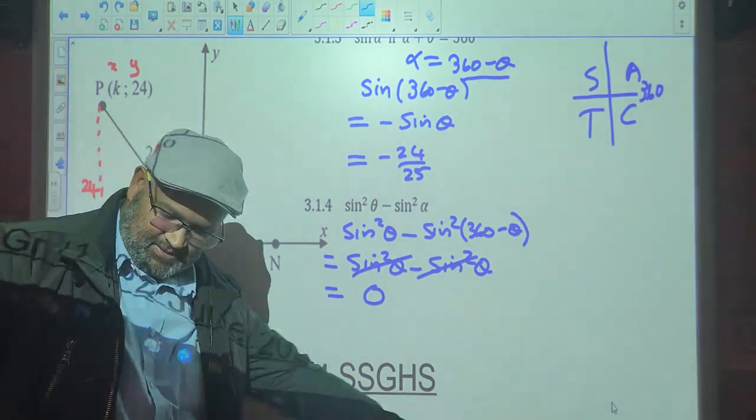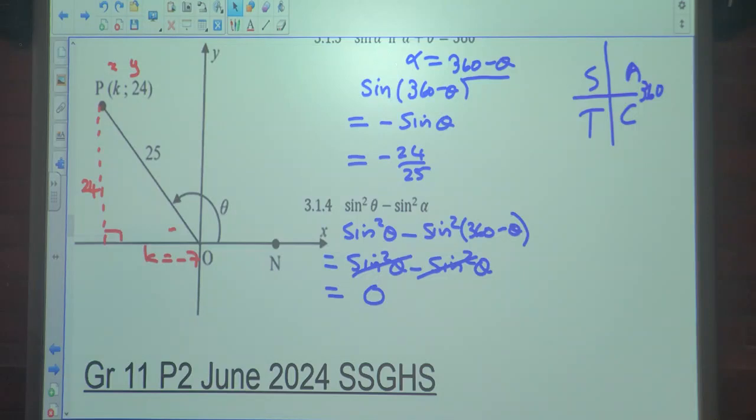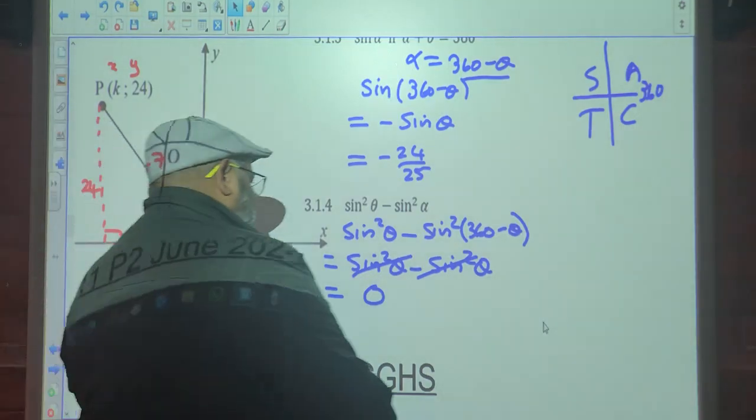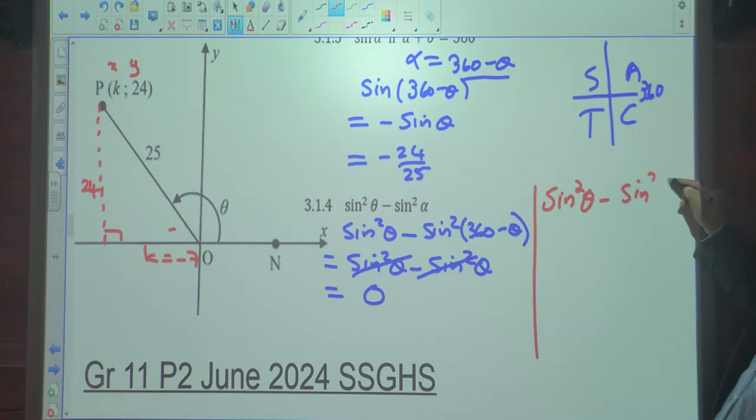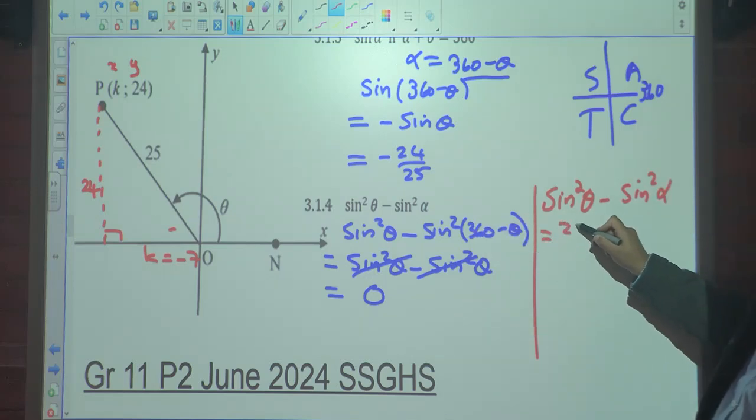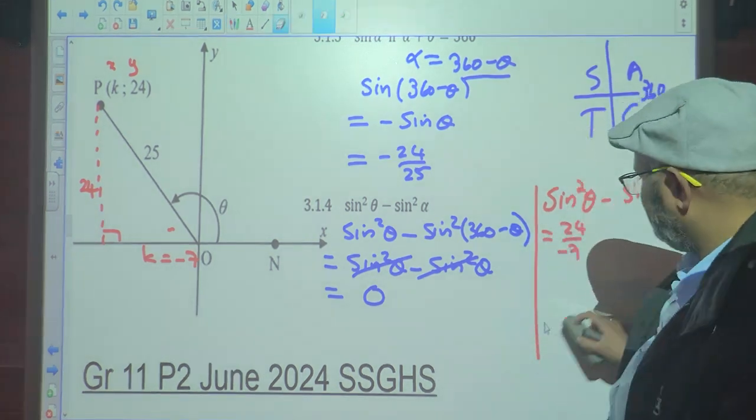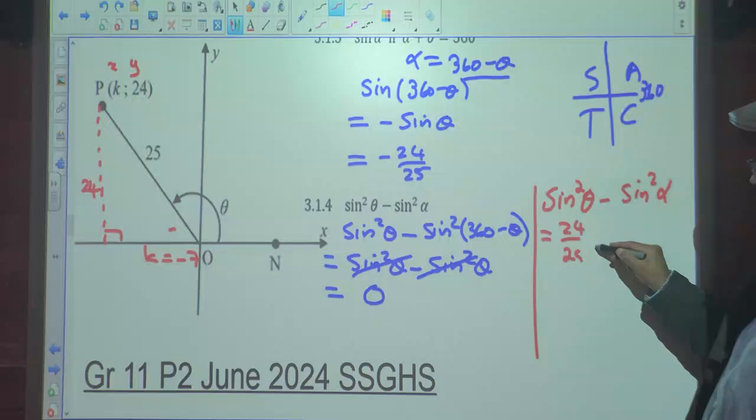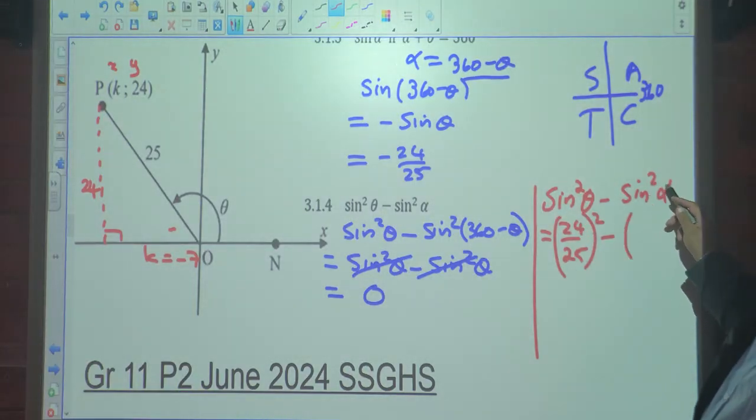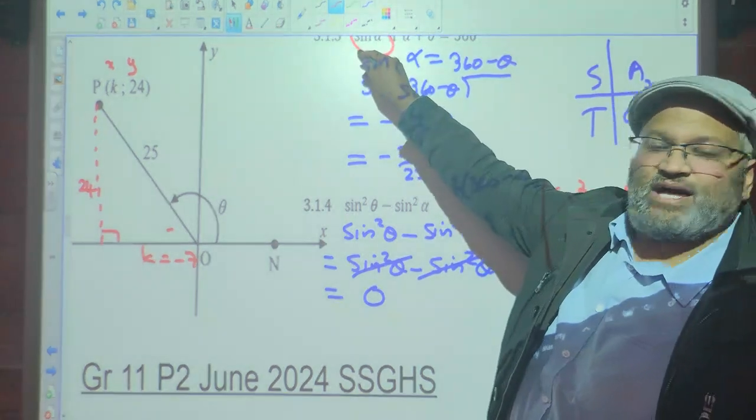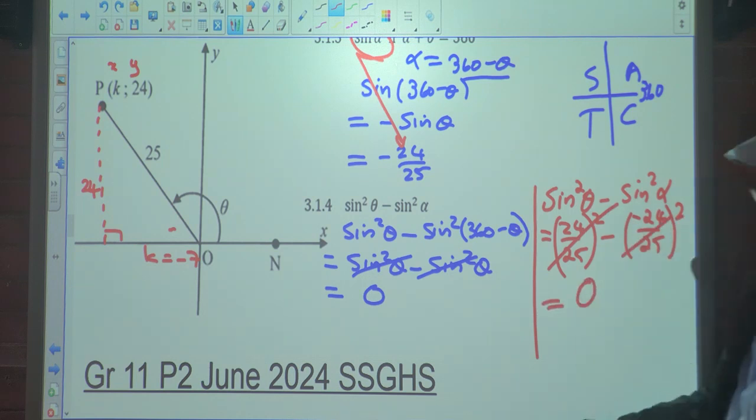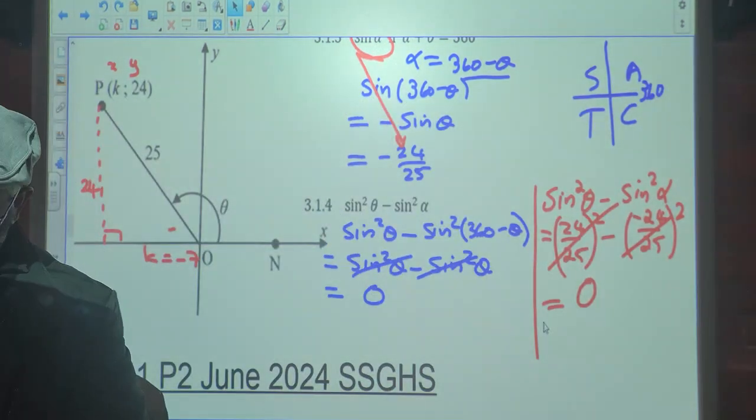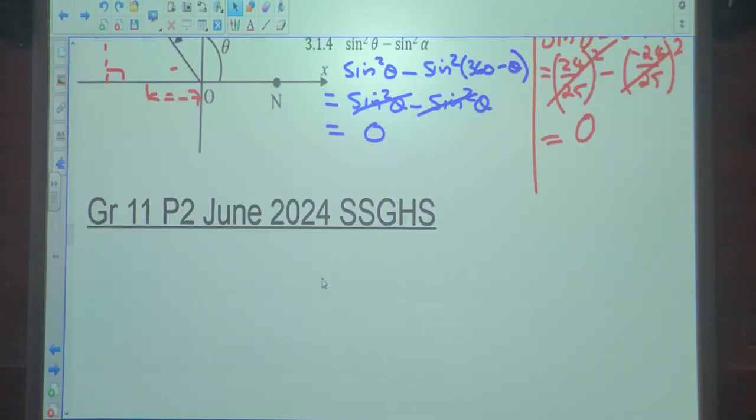Okay. Or what we could have done, as I'm just checking now in the memo, was say sine squared theta minus sine squared alpha. So sine squared theta, sine is opposite, which is 24, over hypotenuse, which is 25, and it must be squared, minus. Now sine of alpha, you have already worked out to be negative 24 over 25, and it must be squared. You see it's the same. The minus between them will cancel and give you an answer of 0 in 1. So either way, you should get the full mark. Okay. Let's go to the next question.